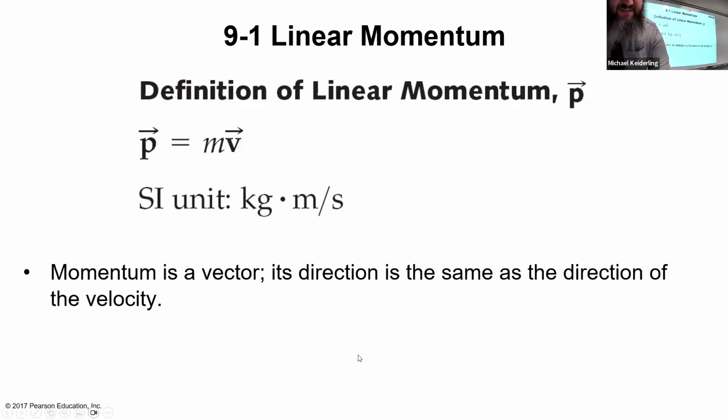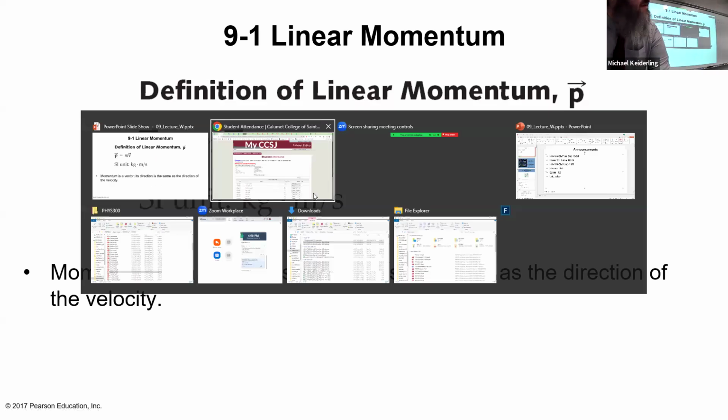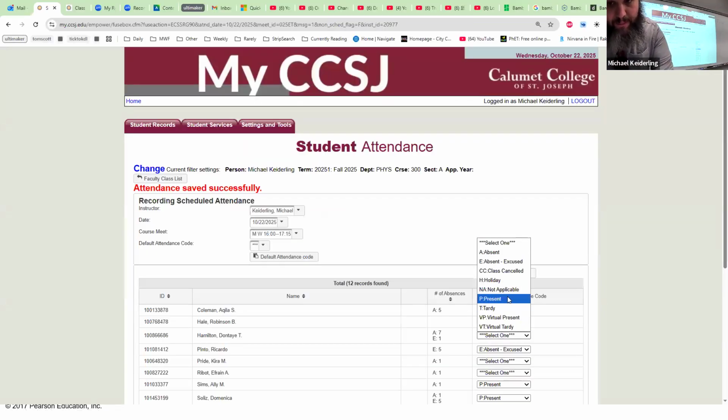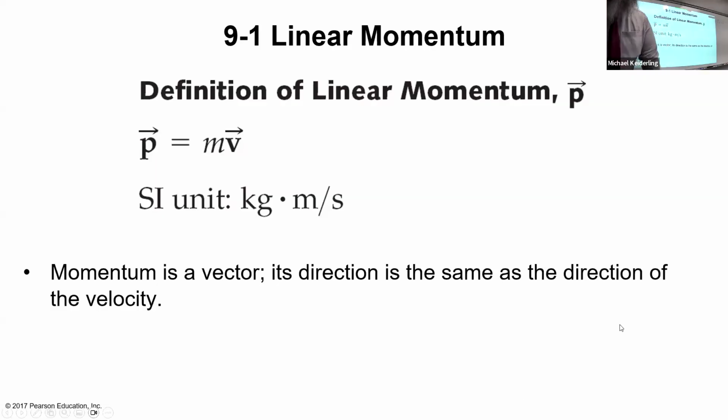So if you have two objects traveling at the same velocity, the one with more mass will have more momentum. The momentum is a vector. Its direction is the same direction as velocity.